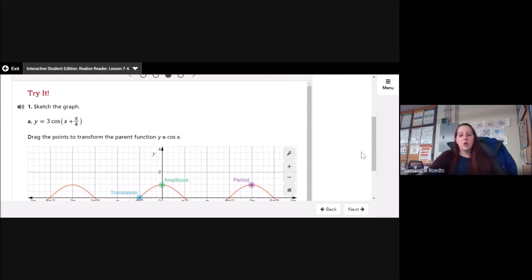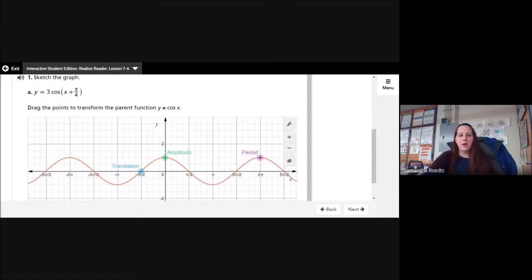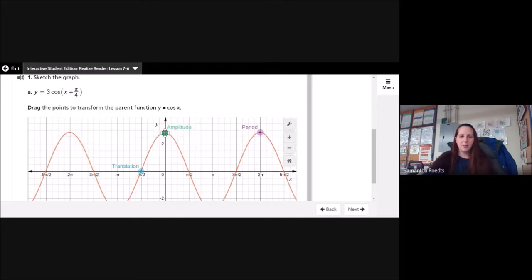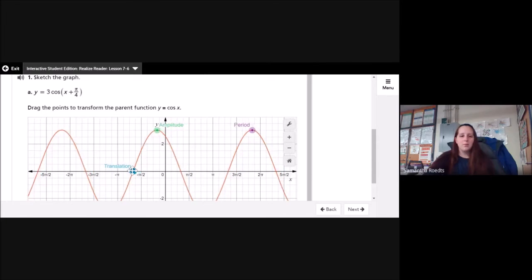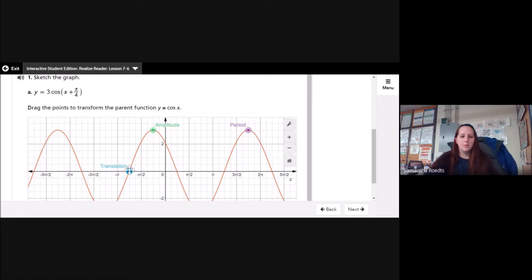All right, so we want to try it. Sketch the graph y equals 3 cosine of x plus pi over 4. Notice that I have an amplitude of 3, so I can go ahead and change that. It was originally 1, now it's 3. I don't have anything in front of the x, so my period stays the same. And then I have plus pi over 4, which is telling me to move pi over 4 to the left. So right now it's negative pi over 2, so minus pi over 4 would give me here, pi over 4.